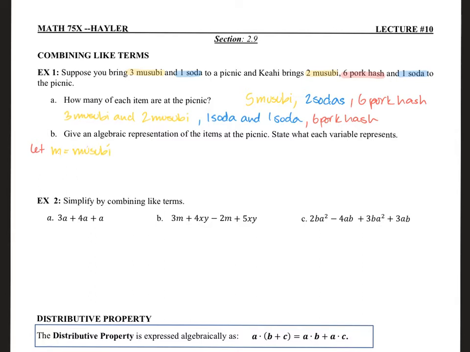And then what else do we have? We have soda, so let's go ahead and use S for soda. I normally don't like using S because S oftentimes tends to start looking like a 5, so I tend to try to steer away from that, but it'll work. And then why not P for pork hash?